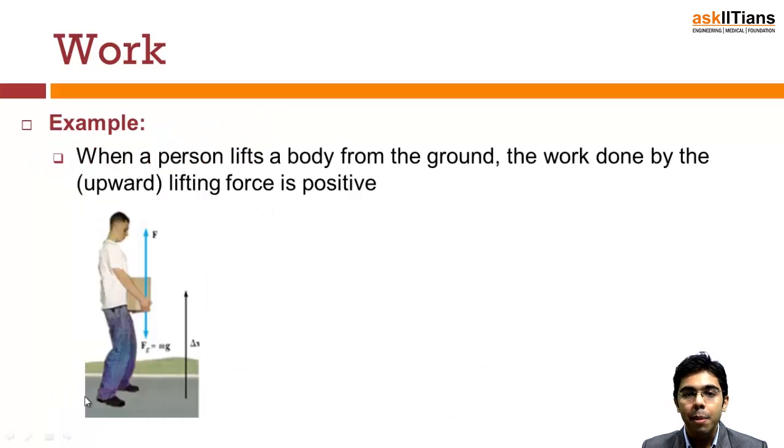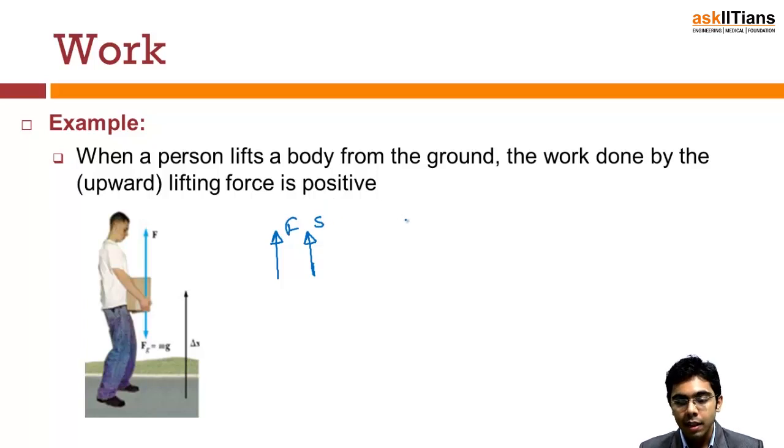Now let's see an example of that. If we look at this situation, a person is lifting a block from the ground, so he has to apply some force in the upward direction, and displacement will be along the upward direction. So they are making an angle of 0 with each other, since force and displacement are parallel to each other.